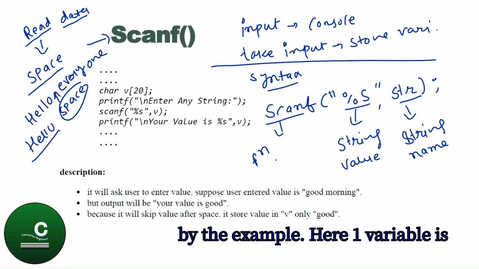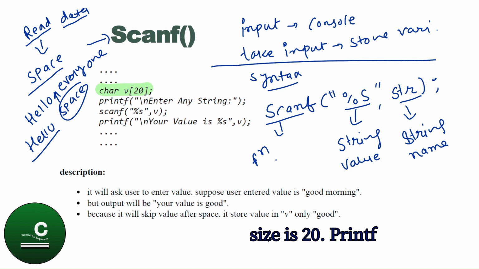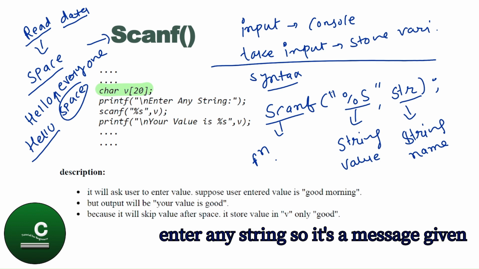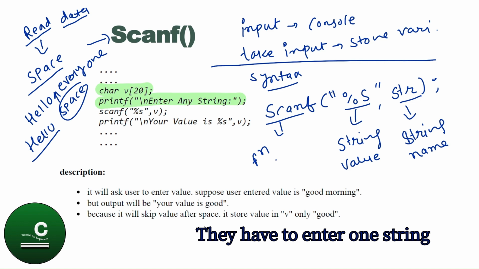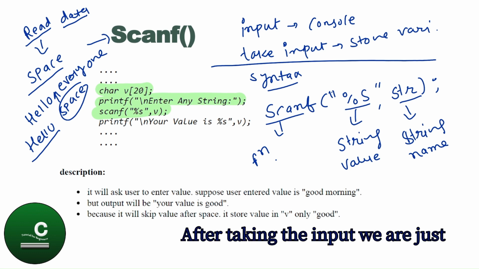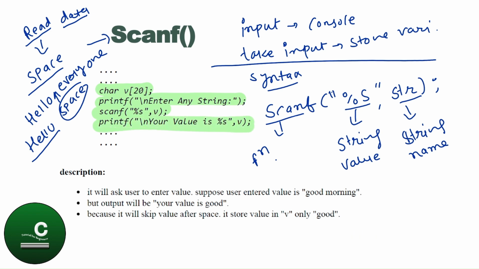Let us learn this by an example. Here one variable is declared, that is char v, and its size is 20. Printf enter any string is a message given to the user, so the user can understand that they have to enter one string. Scanf %s comma v, according to this syntax. After taking the input, we are just displaying the output on the screen.